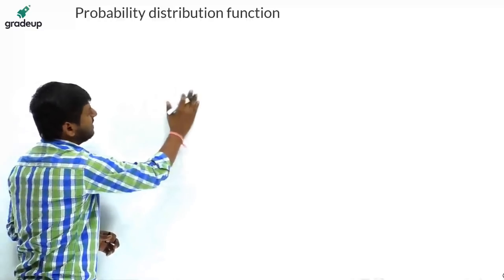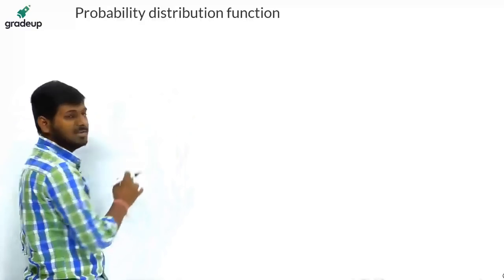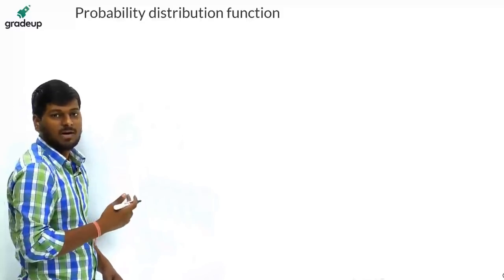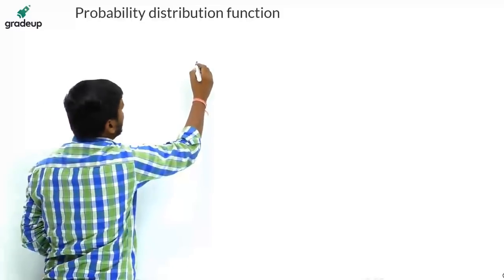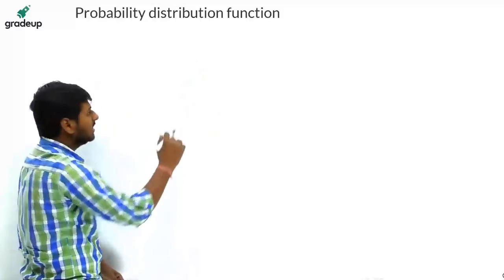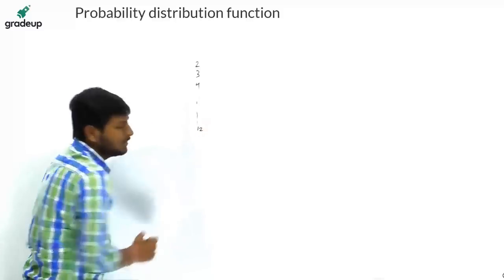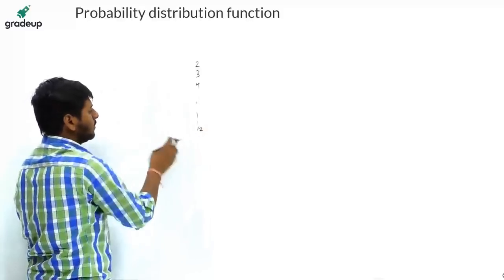See, this example of the sum of two dice that we have seen just now is an example of a discrete distribution function. Why? Because the sum can only be an integer, so it is a discrete value. Sum can be either 2, 3, 4 up to 12. So this is a discrete distribution function.